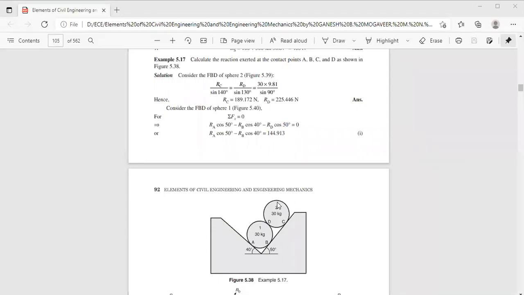And here you have to find the contact reactions. Sphere 1 is making contact at this point, so let us call it A. Sphere 2 is making contact at point B. In between these two spheres you have a contact point, we can call it D. And sphere 2 is making contact at this point, say C. So we have to find the contact reactions, that is RA, RB, RC, RD.